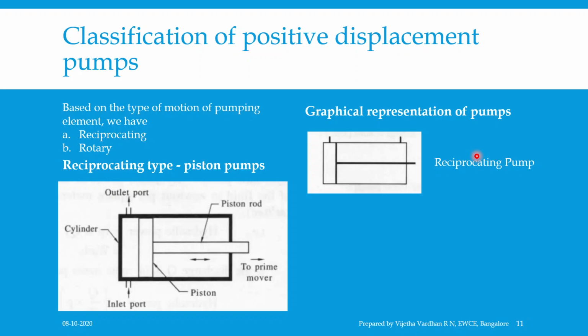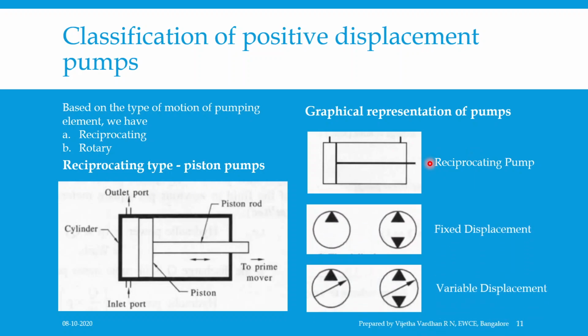A reciprocating pump is represented by a rectangular block and perpendicular lines, as shown in the figure. That is a graphical representation, and the rotary pumps are represented by a circle with shaded triangles pointing outside to indicate the pump as a source of energy. Now we can see fixed displacement pump as well as variable displacement pump.